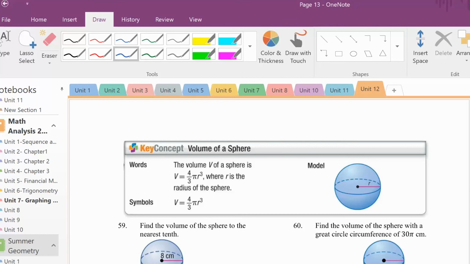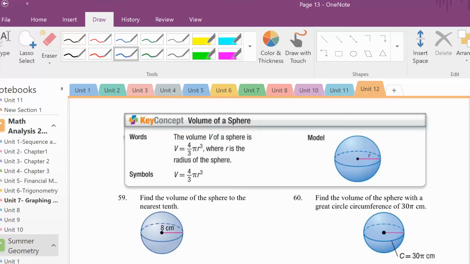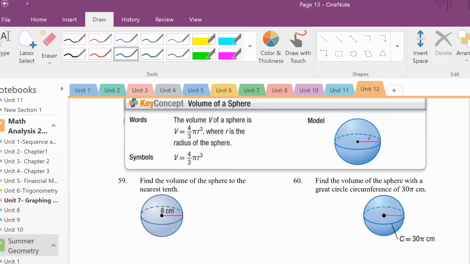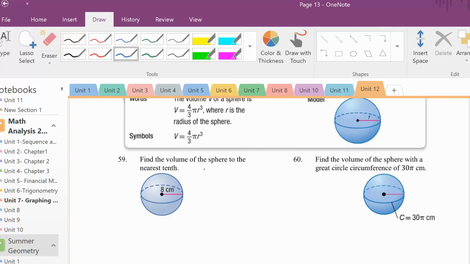All right, to find volume of a sphere, it is 4/3 pi r cubed. So to find the volume of the sphere here, it is 4/3 times pi times 8 to the third. And when you multiply that out, you get 2,144.7 cubic centimeters.